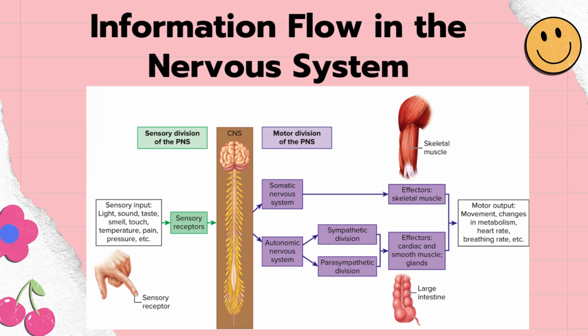Autonomic information dealing with fight and flight responses travels along the sympathetic division, while information dealing with rest and digest travels along the parasympathetic division. Both of those are going to be controlling motor output.